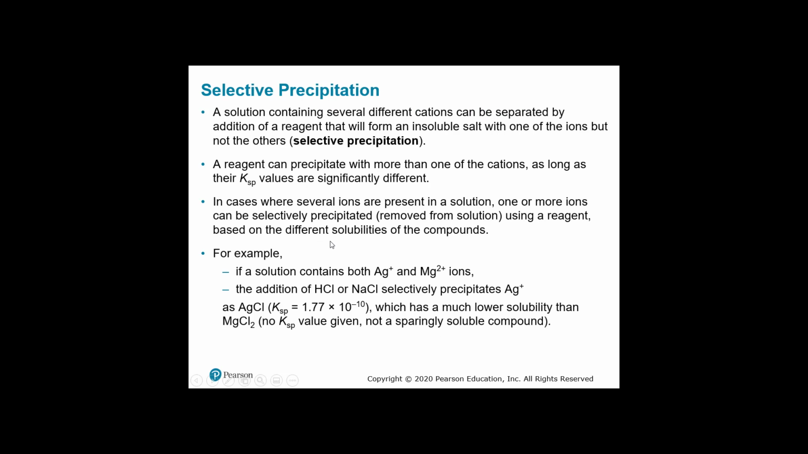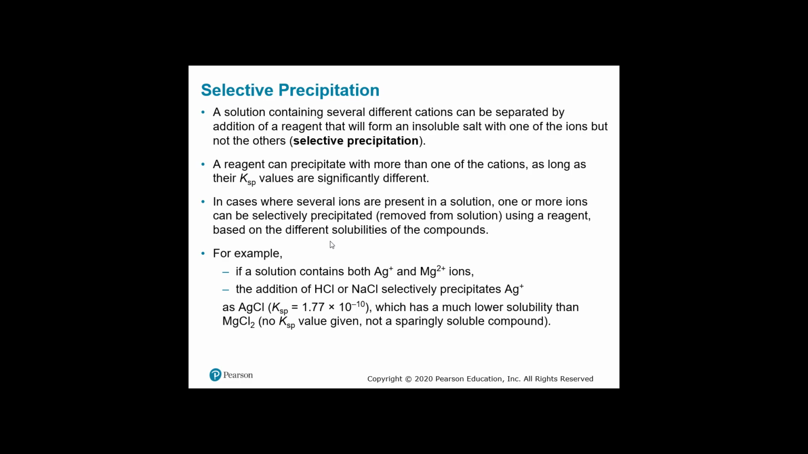Okay, so selective precipitation. A solution containing several different cations. So what if we needed to actually remove some cations? Especially like hard water. If you want to remove the ions that are responsible for the hard water, you want to get rid of them so that doesn't happen. So this is selective precipitation. What if we want to get rid of those but leave the rest of them?